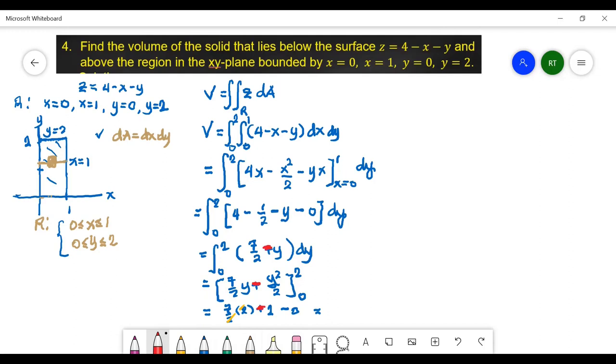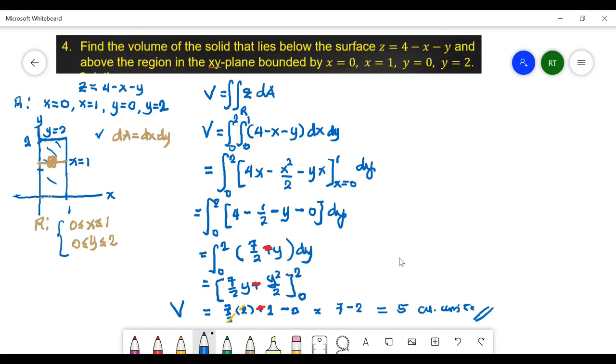Okay. So, what must be the final answer? Okay, we cancel 2. So, that gives us 7 minus 2, and 7 minus 2 is 5. Okay, 5 cubic units. So the volume of the solid below the surface z is equal to 4 minus x minus y, and above the region in the xy plane where x goes from 0 to 1 and y goes from 0 to 2 is 5 cubic units. Okay, so we still have time.